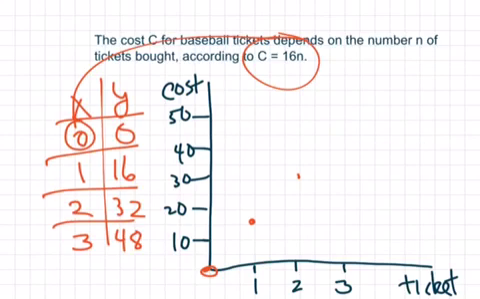So right about here. But the point is, in this graph, it's impossible for me to buy a part of a ticket. So as a result, I'm not going to connect the dots. This is a discrete graph because I cannot have a fraction of a ticket.